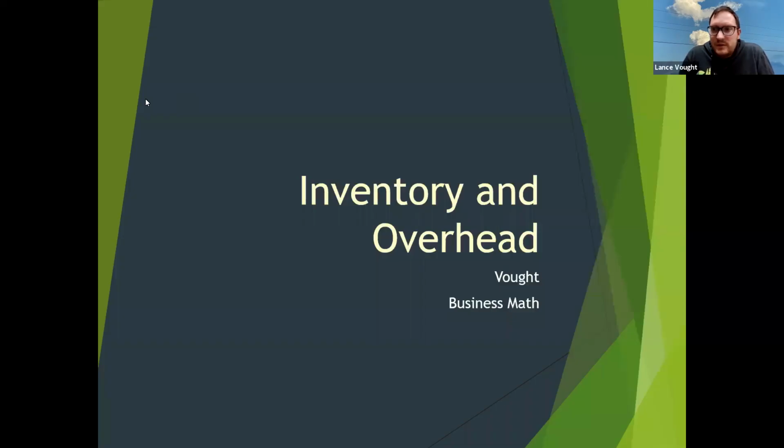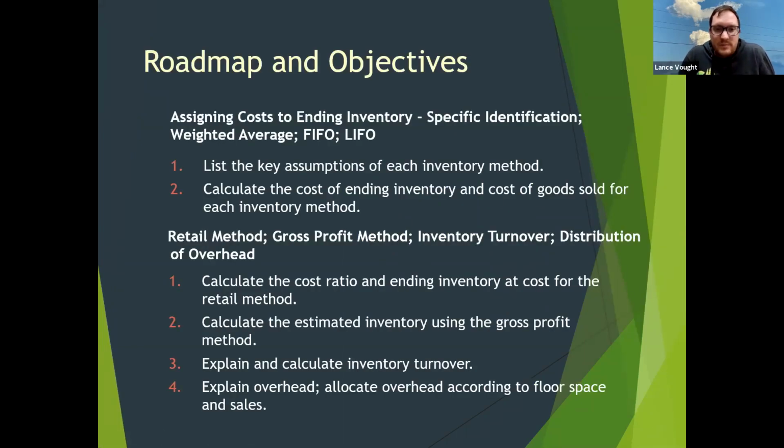And we will talk about inventories tonight. So to give you a roadmap of what we are going to discuss, my main focus is going to be on the first half in terms of assigning costs to ending inventory and weighted average, FIFO and LIFO.